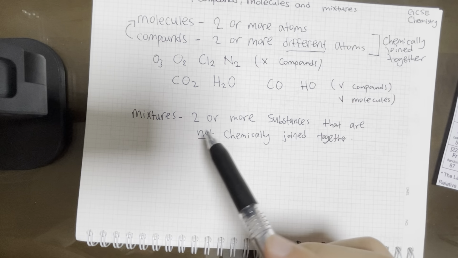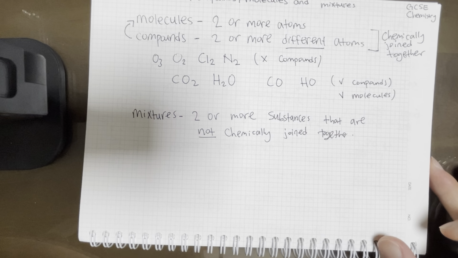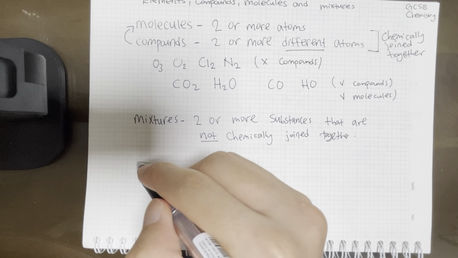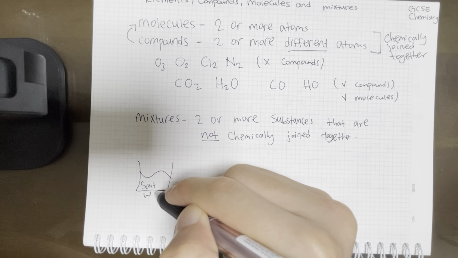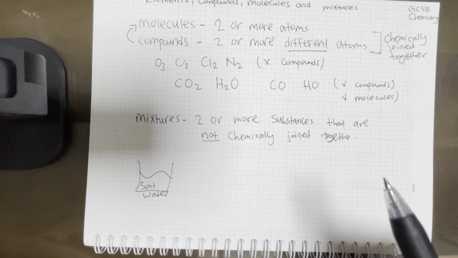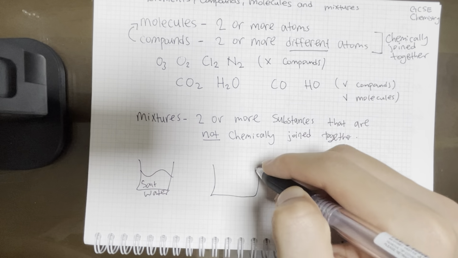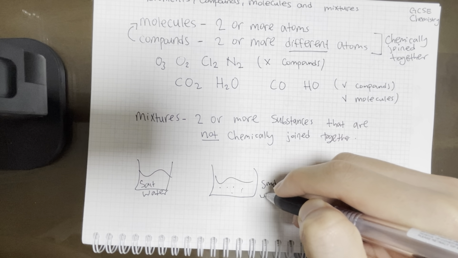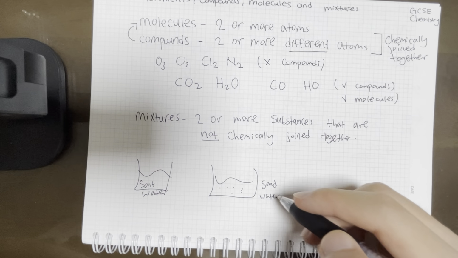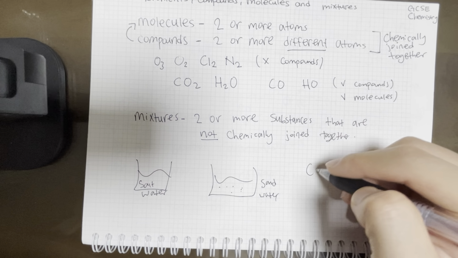So mixtures is 2 or more substances that are not chemically joined together. It's basically like what you can do in your house without needing some special tools. So it's like a mixture of salt water. Salt water is a mixture because it's a mixture of salt and water, right? Or sand water, a mixture of sand and water, right? And the key thing about mixtures is they can be physically separated.